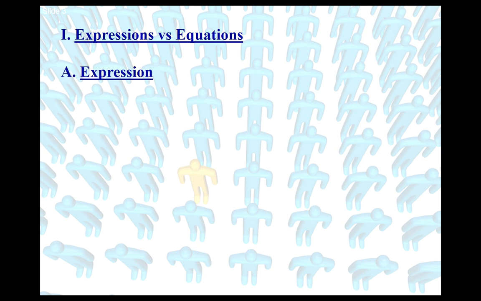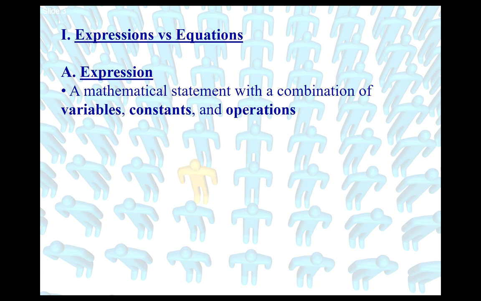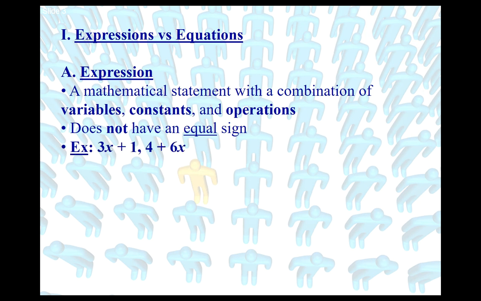A mathematical expression, and this is how we defined it back in the patterns and expressions unit of study, is a mathematical statement with a combination of variables, constants, and operators. The key thing about an expression is that it does not have an equal sign in it. A few examples of an expression would be 3x plus 1 or 4 plus 6x. Both of those do not have an equal sign in them, so they fit the classification of an expression.